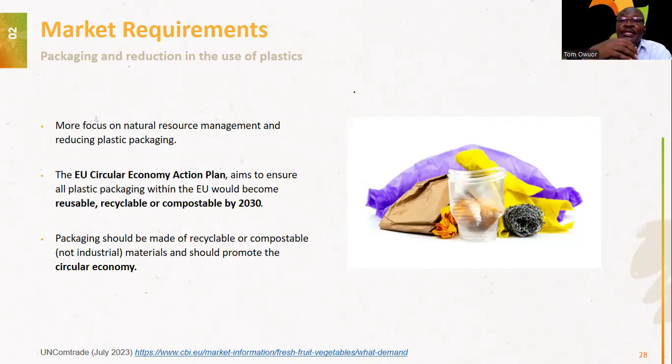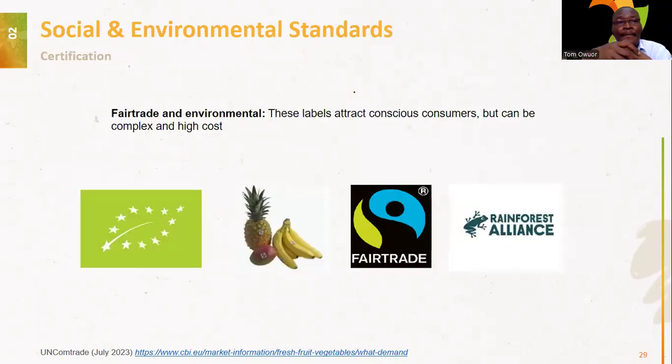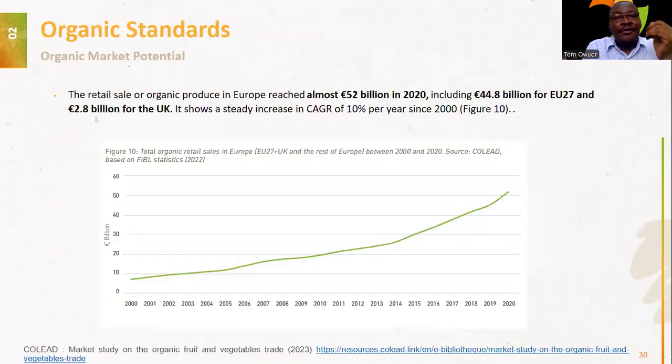So circular economy is key, and therefore we need to go back and look at the kind of packaging materials that we use and ask ourselves whether it fits in terms of the destination of the circular economy that meets the standards of the European Union market. Social and environmental standards still continue. Organic certifications, fair trade, and Rainforest Alliance are also very, very important.